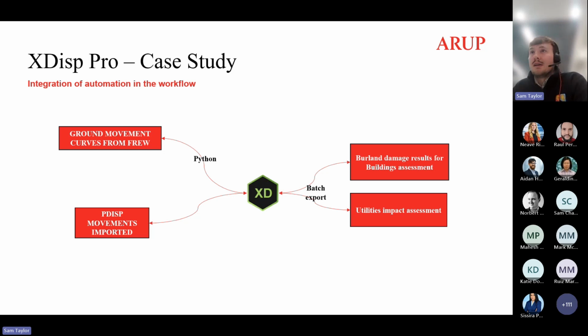So these all went into XDisp, and then we used the results to write our buildings assessment report and building impact assessment report and utilities. And within that, we use the batch export feature to streamline creating our appendices.